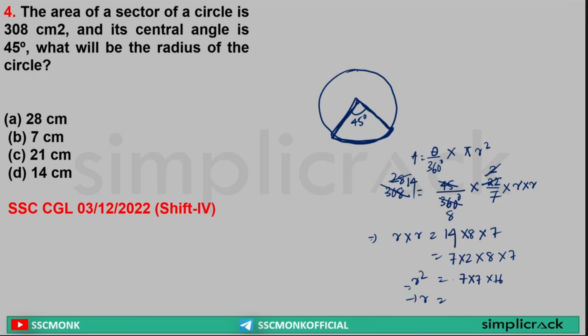So value of r is equal to square root of this. That is equal to 7 into 4. That is equal to 28 centimeter. Clear? Option A is the right answer.